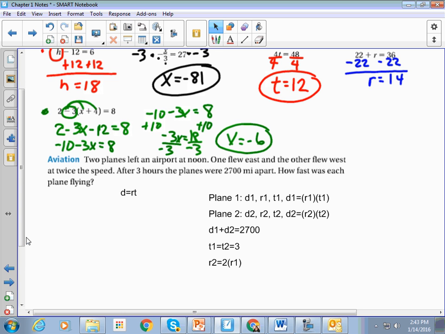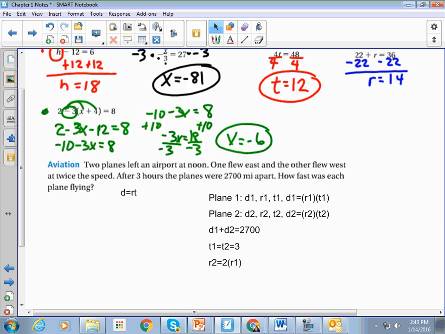This next problem is our other part of our learning objective, to model problems using equations and solving. So 2 planes left an airport at noon. One flew east, so here's the airport. One flew east, and the other flew west.